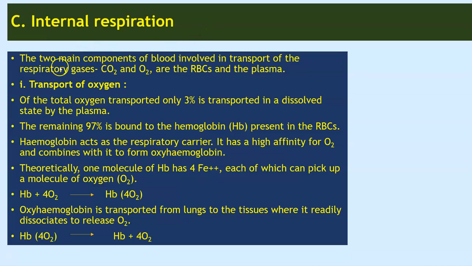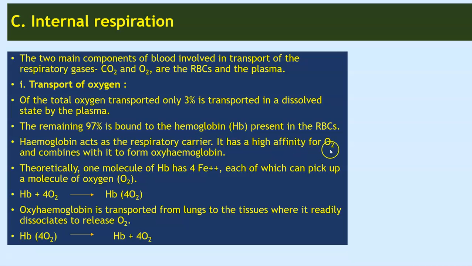Internal respiration. The two main components of blood involved in the transport of the respiratory gases, that is CO2 and O2, are your RBCs and the plasma. Transport of oxygen. Of the total oxygen transported, only 3% is transported in a dissolved state by the plasma. The remaining 97% is bound to hemoglobin, Hb, present in the RBCs. Hemoglobin acts as the respiratory carrier.